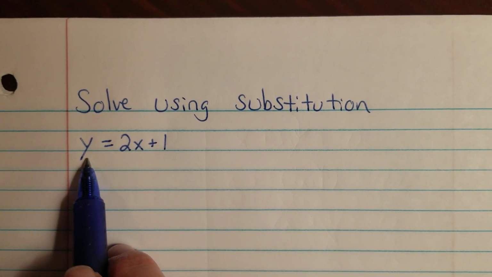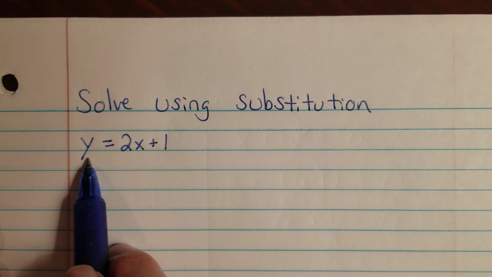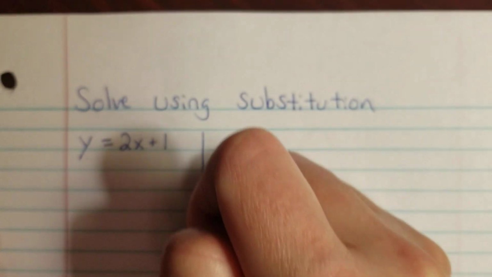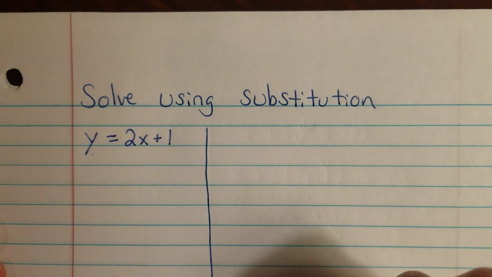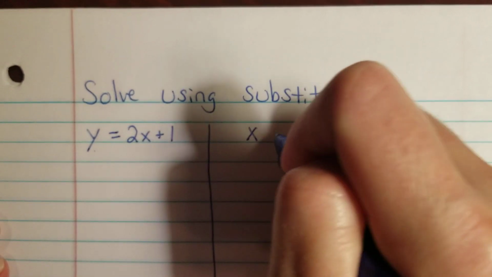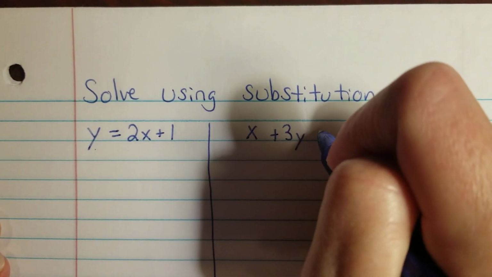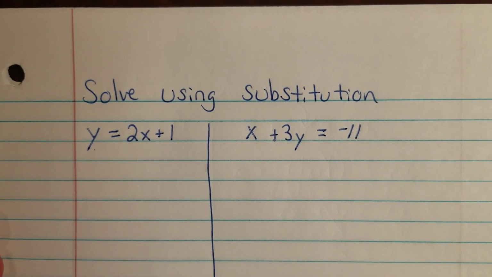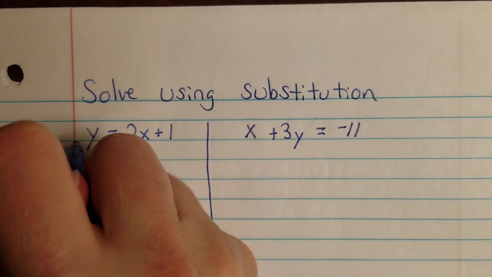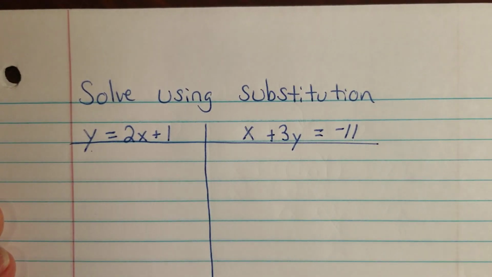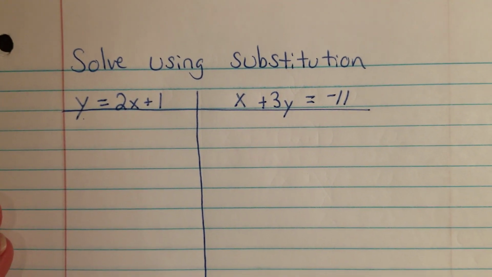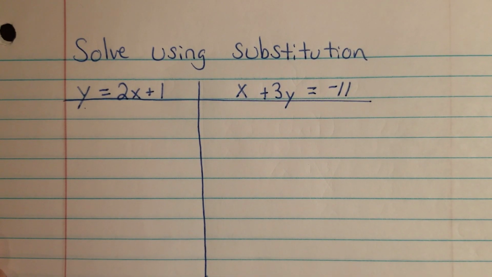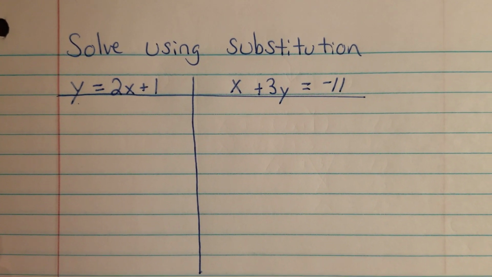You could also have an equation where it's set equal to x. It doesn't matter in substitution. Then we're going to have another equation that's in standard form. And what I like to do for substitution is to create a big T-chart. That helps me keep things organized and nice and neat so I don't make any careless mistakes.